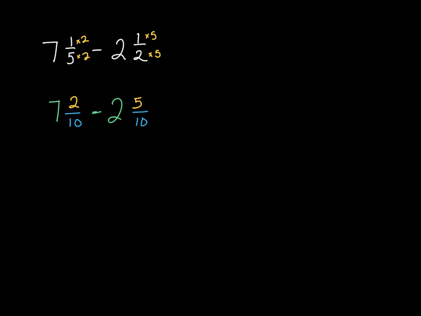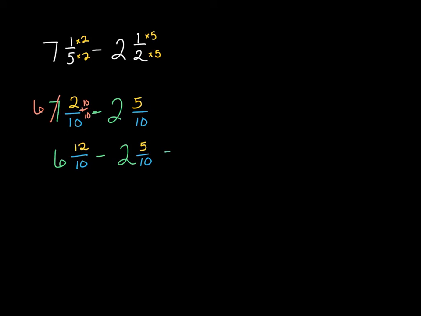And again, we're going to have to borrow because we can't do 2 minus 5. So we take 1 away from the 7, make it 6, and we add 10 over 10. Again, we use 10 because the denominator is 10. So that gives me 6 and 12 over 10. Notice the denominator doesn't change because when you add, you keep that same denominator. And then minus 2 and 5 over 10.